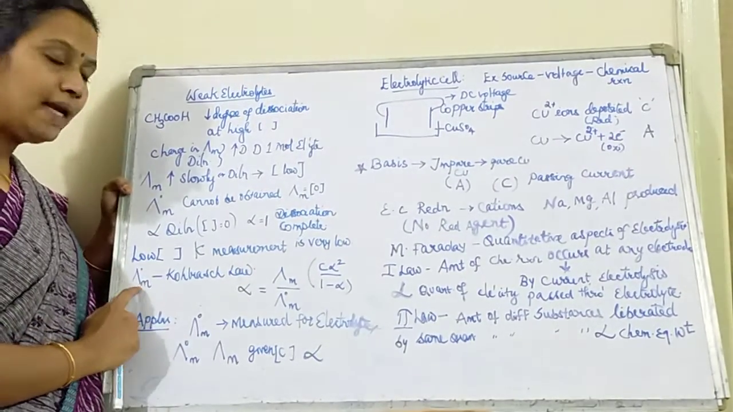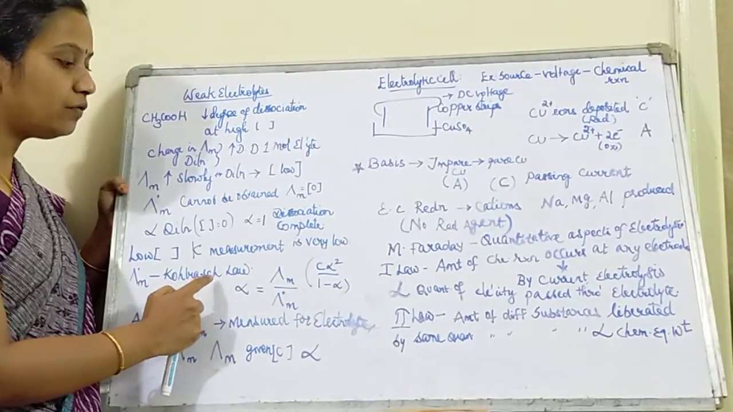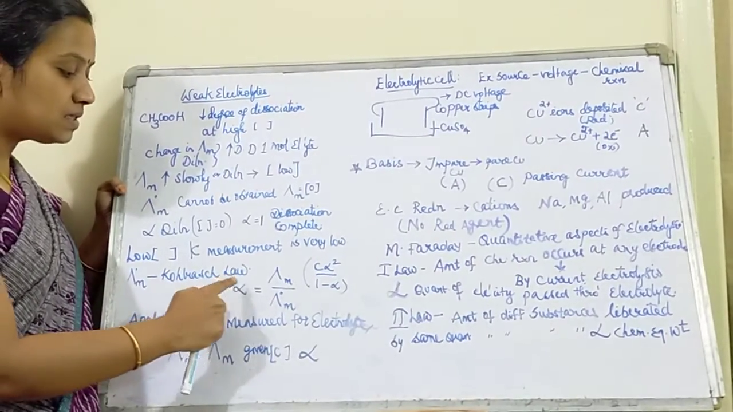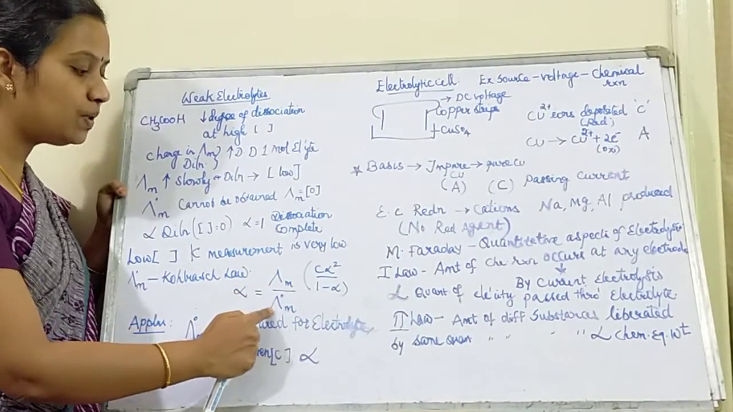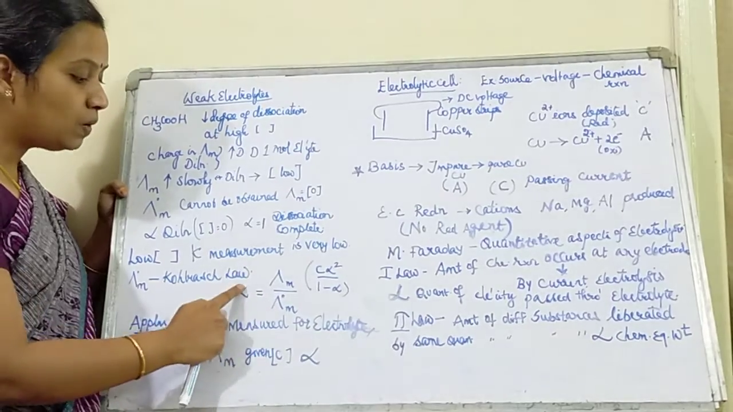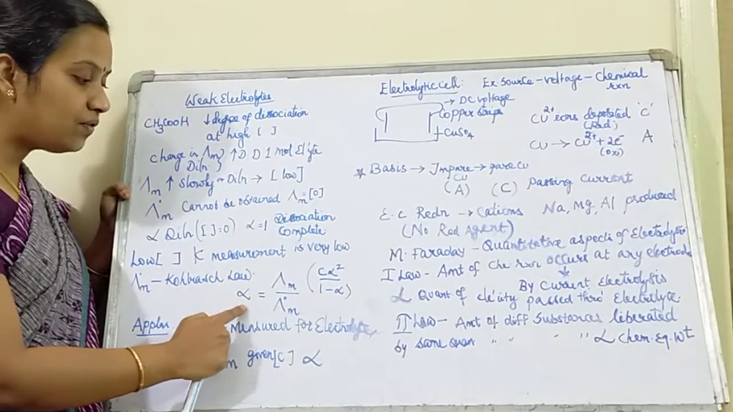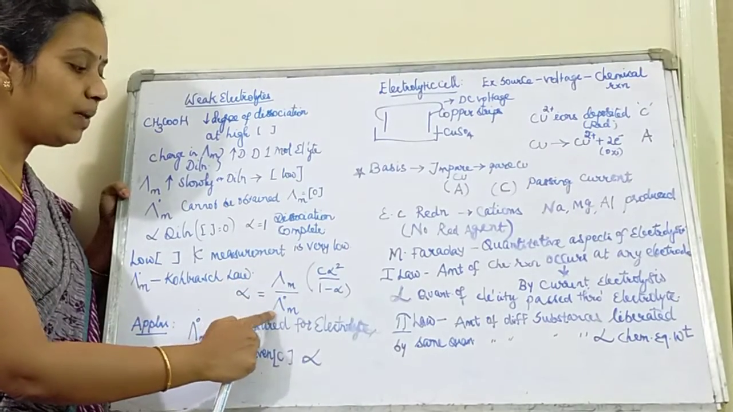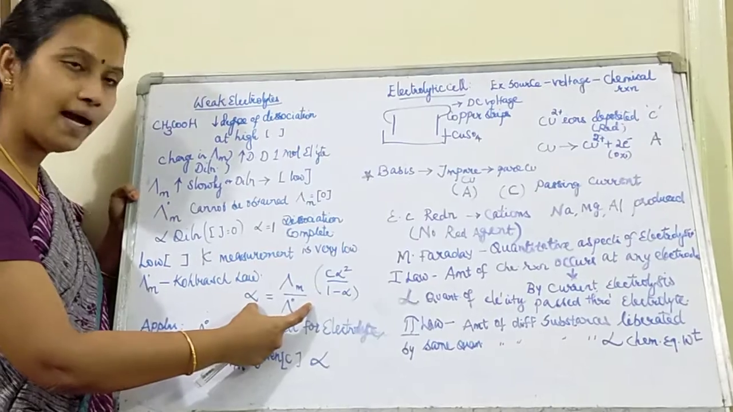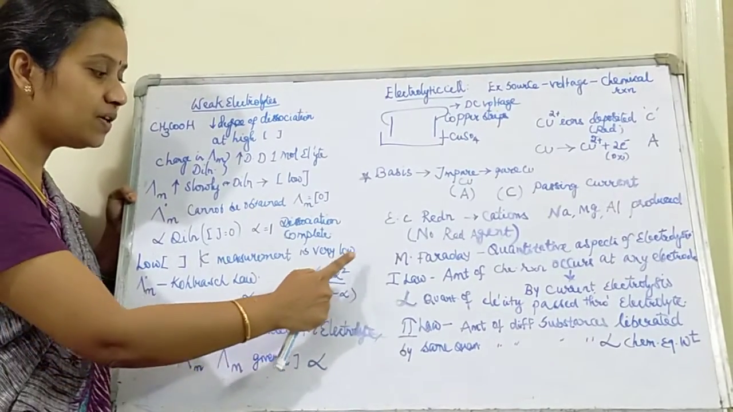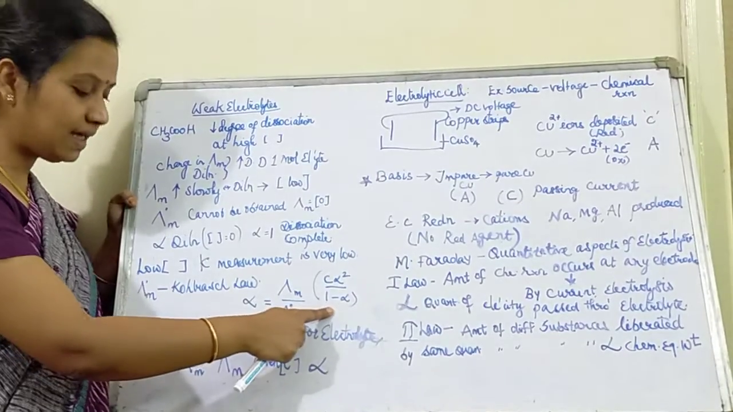So to calculate limiting molar conductivity, I am going to make use of Kohlrausch's law. This equation is going to relate my molar conductivity with the limiting molar conductivity. What is alpha? Alpha is nothing but the degree of dissociation. So alpha is equal to molar conductivity by limiting molar conductivity. I am going to substitute the value of alpha here: C alpha square by 1 minus alpha. We have studied this elaborately in class 11.